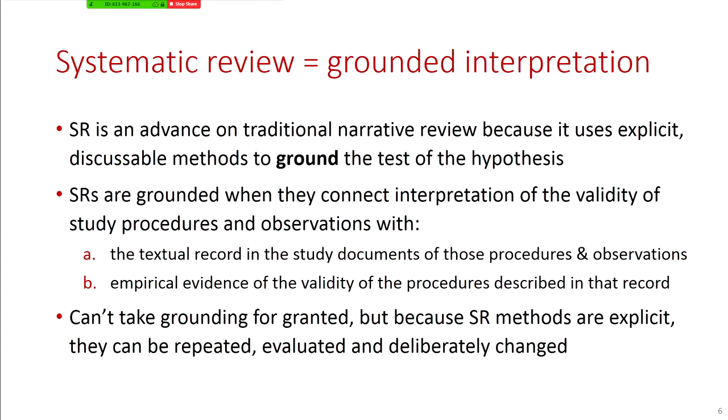I talk a little bit about systematic review being an advance on traditional narrative methods because it uses discussable, explicit methods to ground the test of the hypothesis. So what do I mean by that? Well, what we're dealing with in a systematic review is trying to find the textual record, which is our evidence of what was happening in all these studies that we're including to test our hypothesis, with evidence that those things we're finding out about in those individual included studies matter for understanding how reliable they are in terms of answering the question that we've got, right?